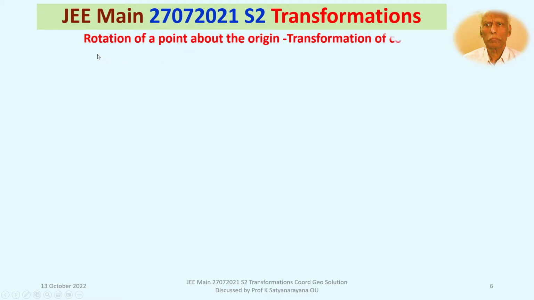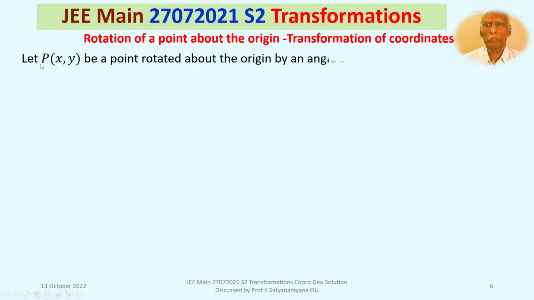We first talk about the rotation of a point about the origin and the transformation of coordinates. That is, how the coordinates of a given point will get transformed after the rotation of that point about the origin by some angle theta in the anticlockwise direction.